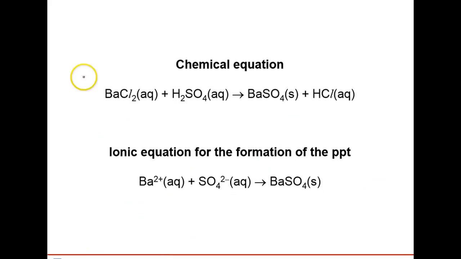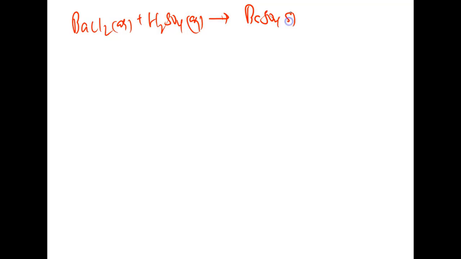Okay, this is the chemical equation I was writing just now. And if you remember how to get the ionic equation, this is the ionic equation. If you forgot, let's do a quick recap. Barium chloride aqueous plus H2SO4 aqueous gives you BaSO4 solid plus HCl aqueous.